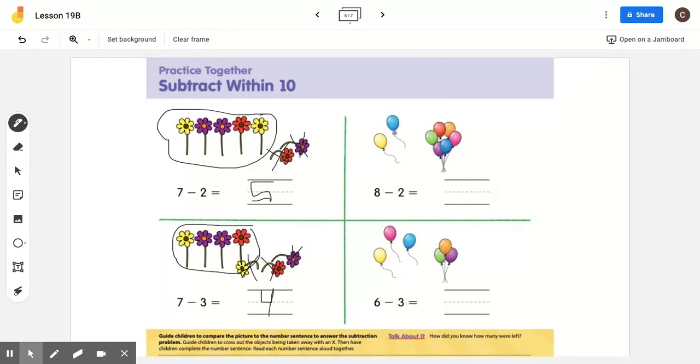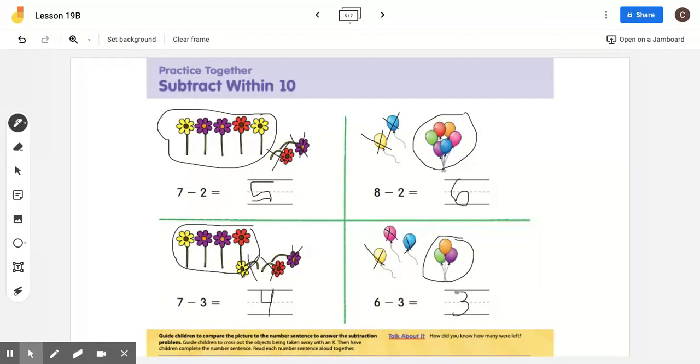Let's look at this balloon one right here. There were 8 balloons and 2 flew away. So if we're at 8, and we're counting backwards, we have 8, 7, 6. So when we count up how many are left, we count up 6. So our answer is 6. Very good. All right, on this one, we had 6 to start with, and 3 flew away, right? So we were at 6, 5, 4, 3. And the number you land on is your answer, and we had 3.